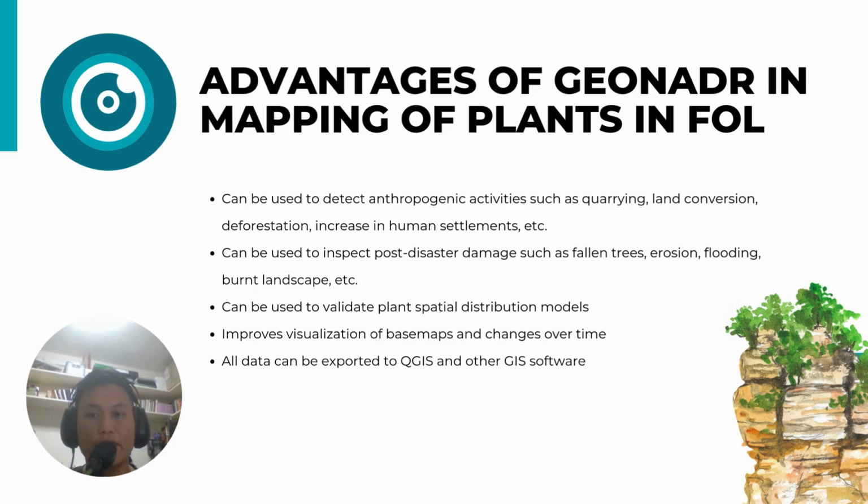And these are the advantages of using GeoNadir in mapping plants in a forest over limestone. It can be used to detect anthropogenic activities such as quarrying, land conversion, deforestation, increase in human settlements, etc. It can be used to inspect post-disaster damage such as fallen trees, erosion, flooding, burnt landscape, etc. It can be used to validate plant spatial distribution models. It can improve visualization of base maps and changes over time, and all data can be exported to QGIS and other GIS software.